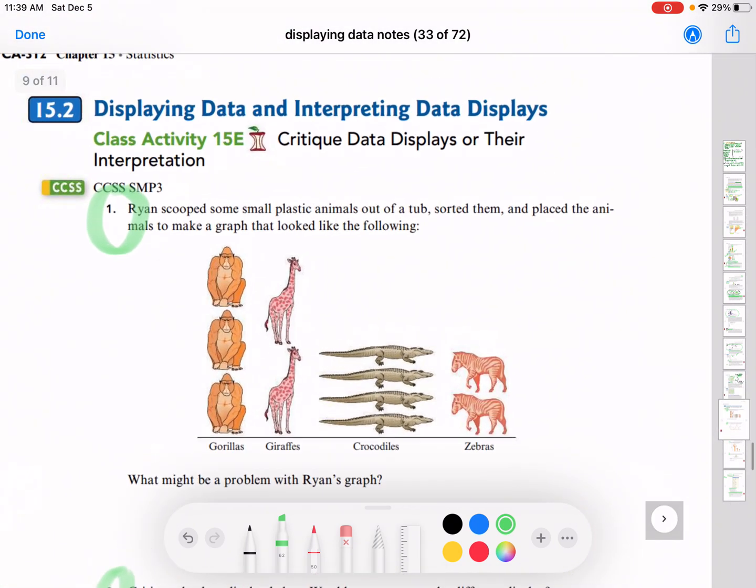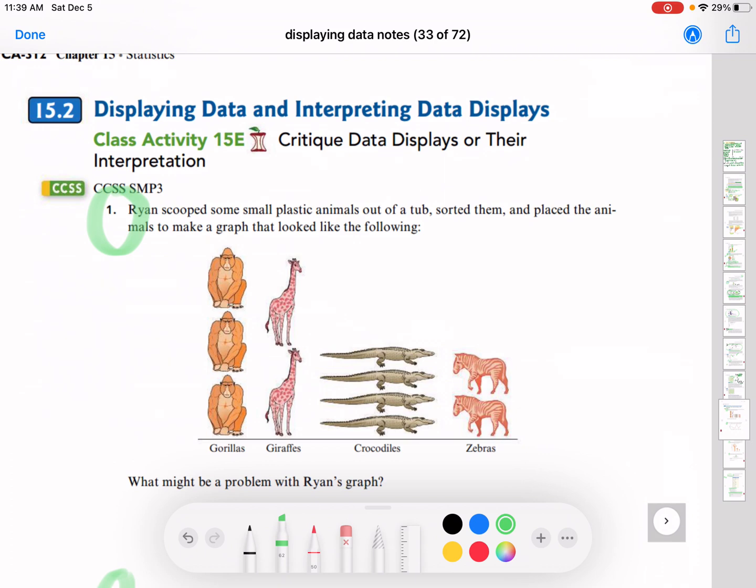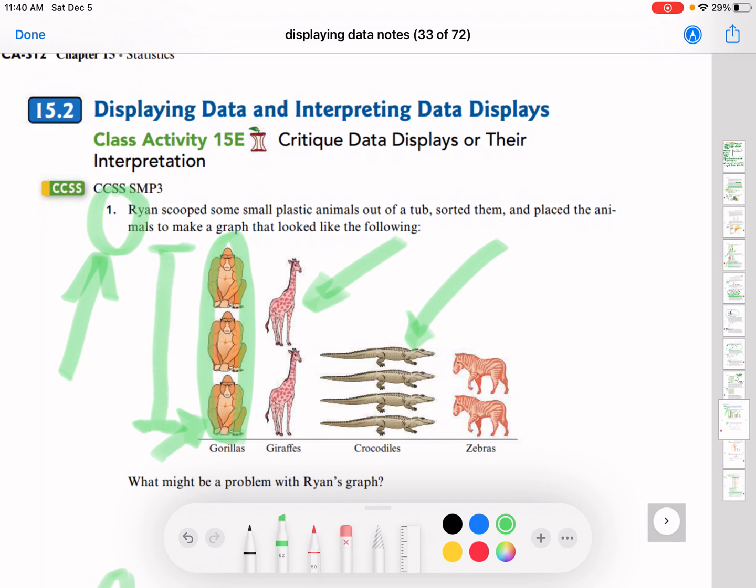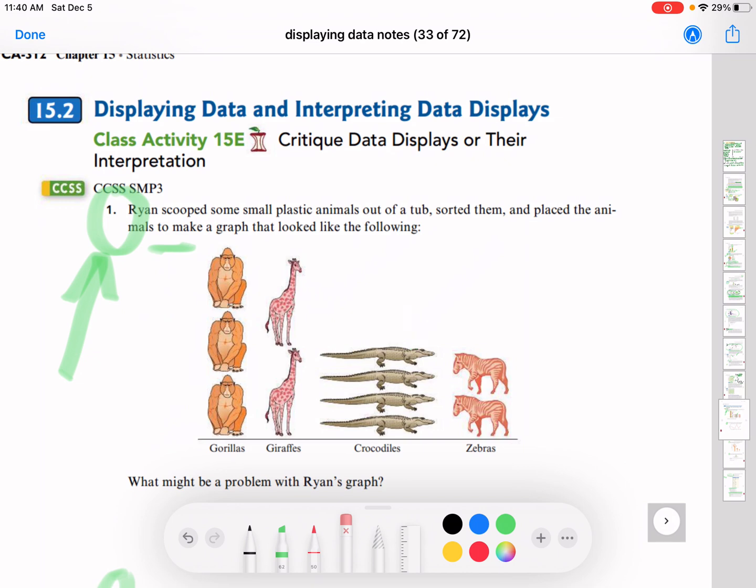Okay, so here is some incorrectly displayed data. So first one. It is a pictograph. The trouble is they have used a different picture for every single thing. So what animal is the most? It is the crocodiles. There's 4 of them, yet it shows up as less than the gorillas because the gorillas are much taller. Right? So in a pictograph, all pictures need to be the same height. Otherwise, this is misleading. Makes you think there's the most gorillas.